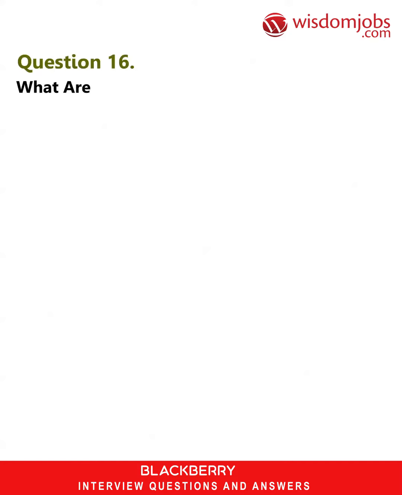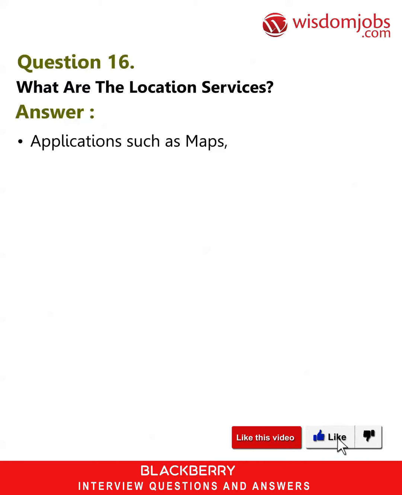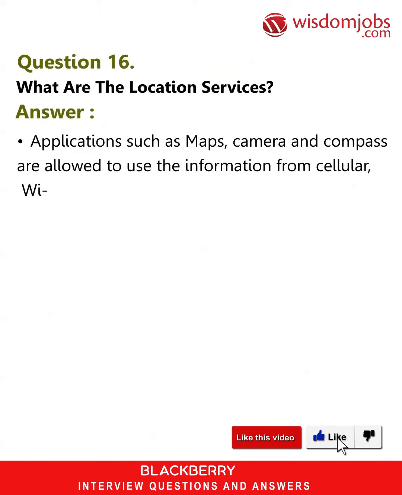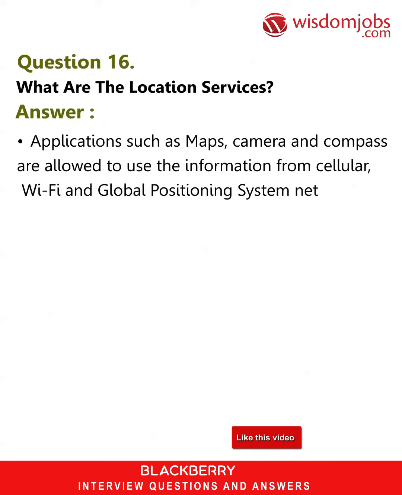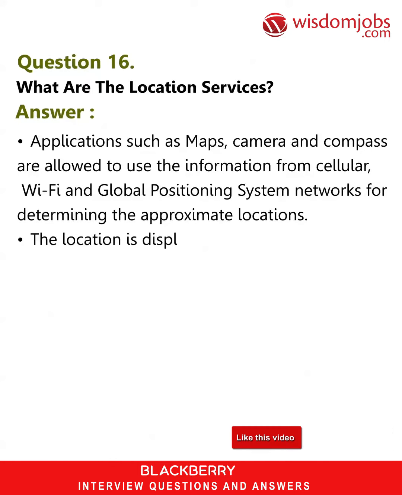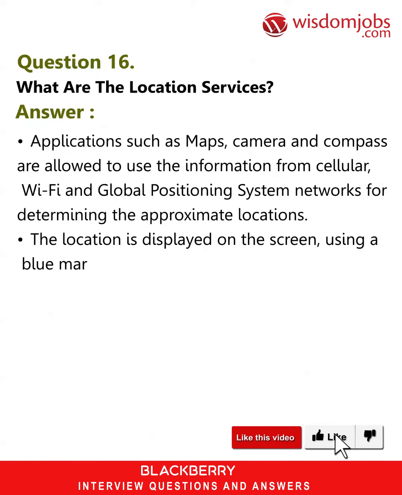Question 16. What are the location services? Answer. Applications such as maps, camera and compass are allowed to use the information from cellular, Wi-Fi and global positioning system networks for determining the approximate locations. The location is displayed on the screen using a blue marker.